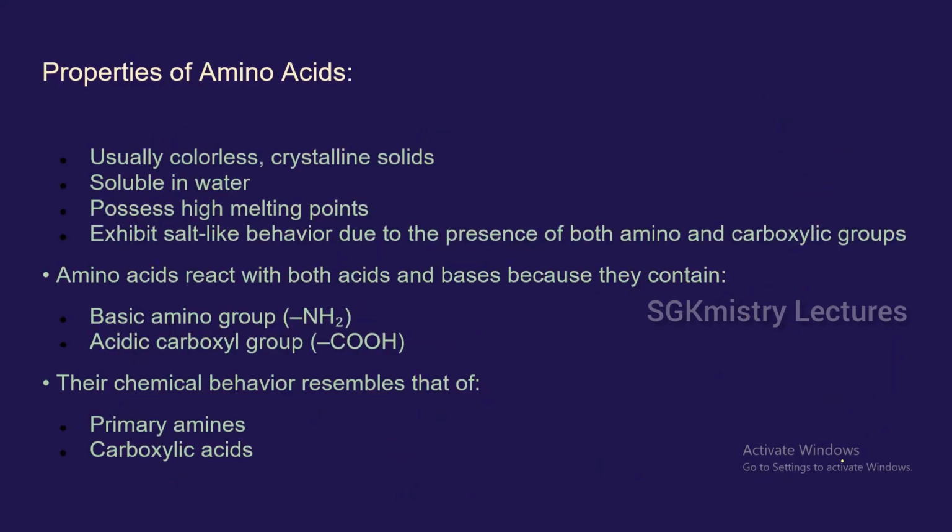Okay. So next, coming on to the properties of amino acids, they are usually colorless and crystalline solids, and they are water soluble and they also have high melting points. They also behave like salts because they have both basic amino groups as well as acidic carboxylic groups in the same molecule. Since they form salts with acids as well as with bases, their chemical reactions are similar to those of primary amines, and they also show similar reactions with respect to carboxylic acids.